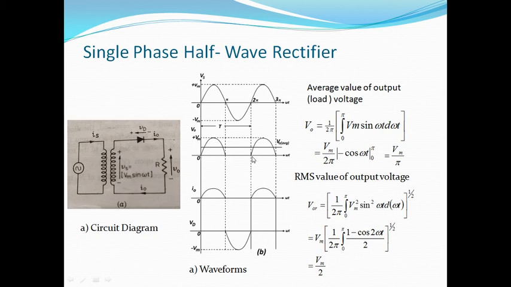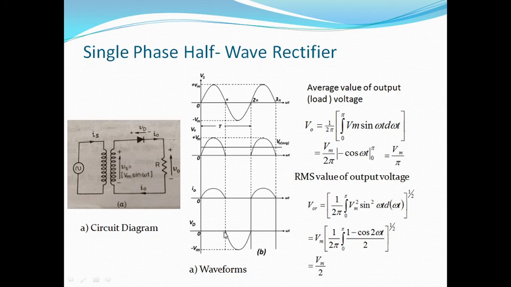The output voltage as well as the output current are 0 from omega t is equal to pi to omega t is equal to 2 pi. After omega t is equal to 2 pi, the diode is again forward biased and its conduction begins. For a resistive type of load, the output current waveform has the same shape as the output voltage.